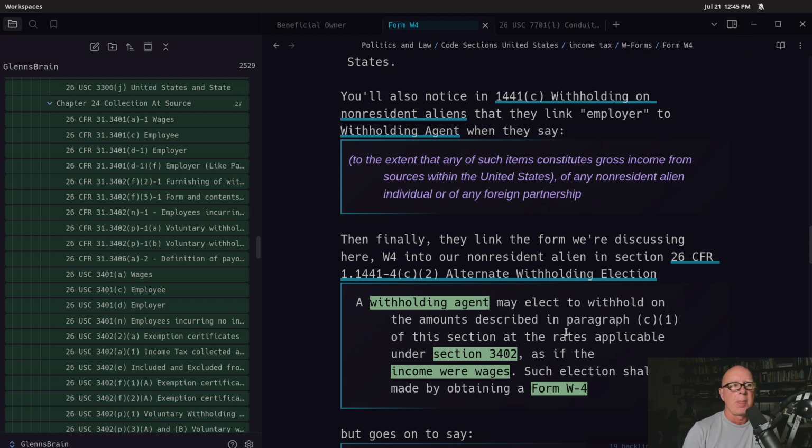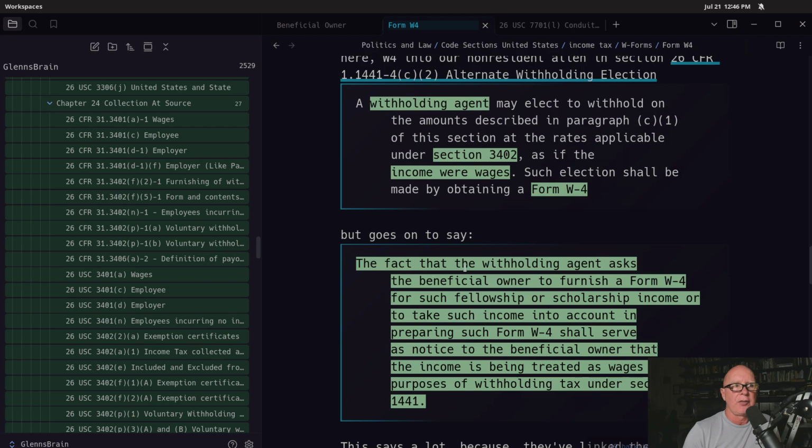And it says at the rates applicable under section 3402 as if the income were wages. Such election shall be made by obtaining a Form W-4. So, in other words, a Form W-4 is the election to treat income from wherever as wages. And we know wages are this money being paid by this employer, which is a government agency. So this is the election, the mechanism for us to be able to declare that we would like for them to treat our income as being wages under the payroll section.